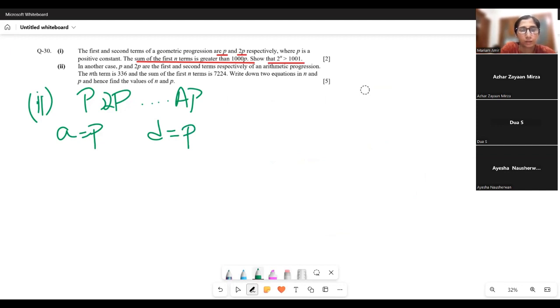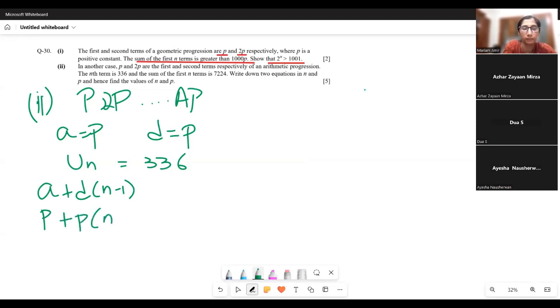Okay. The nth term is 336. So what's the formula for nth term? A plus D(n minus 1). So it will be P plus P times (n minus 1) equals 336. So P plus Pn minus P equals 336. So we just get Pn equals 336.